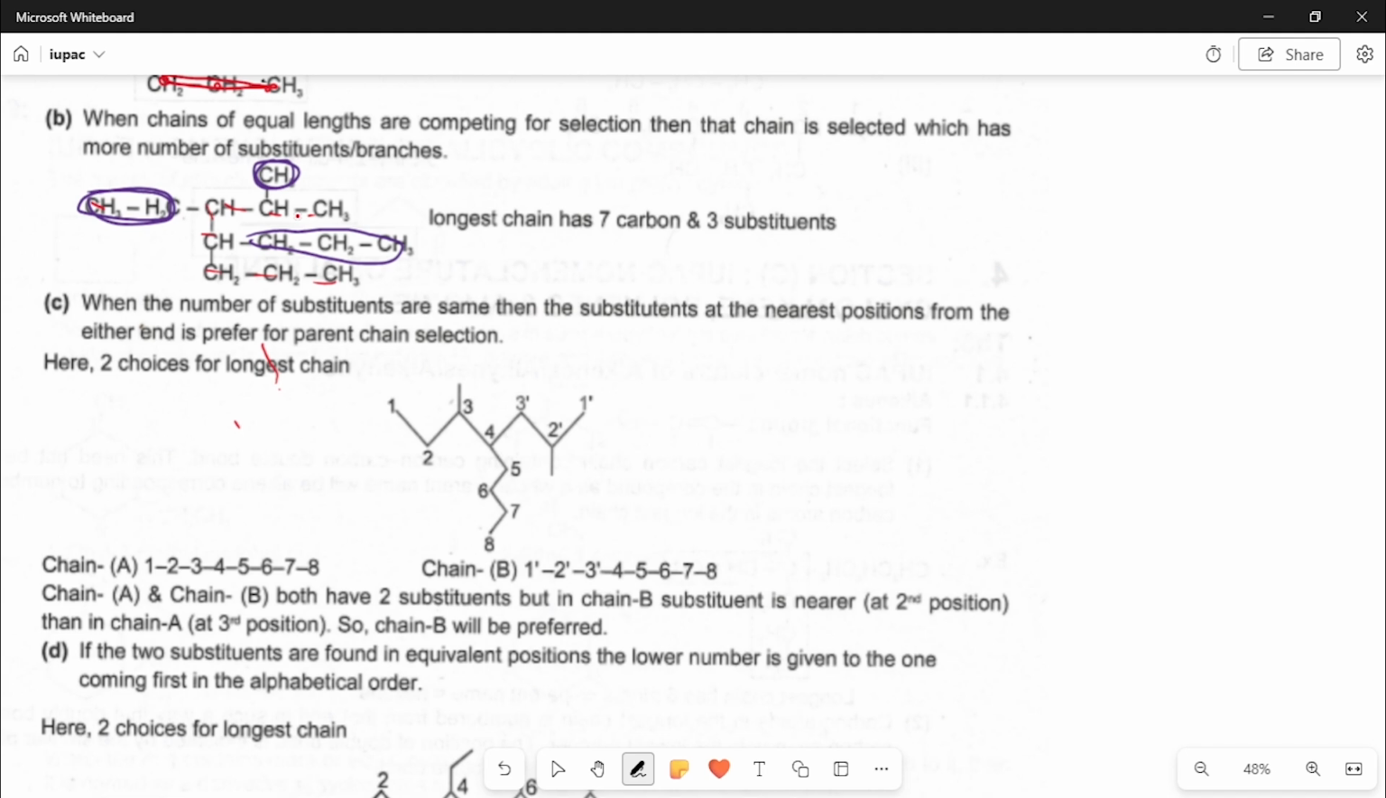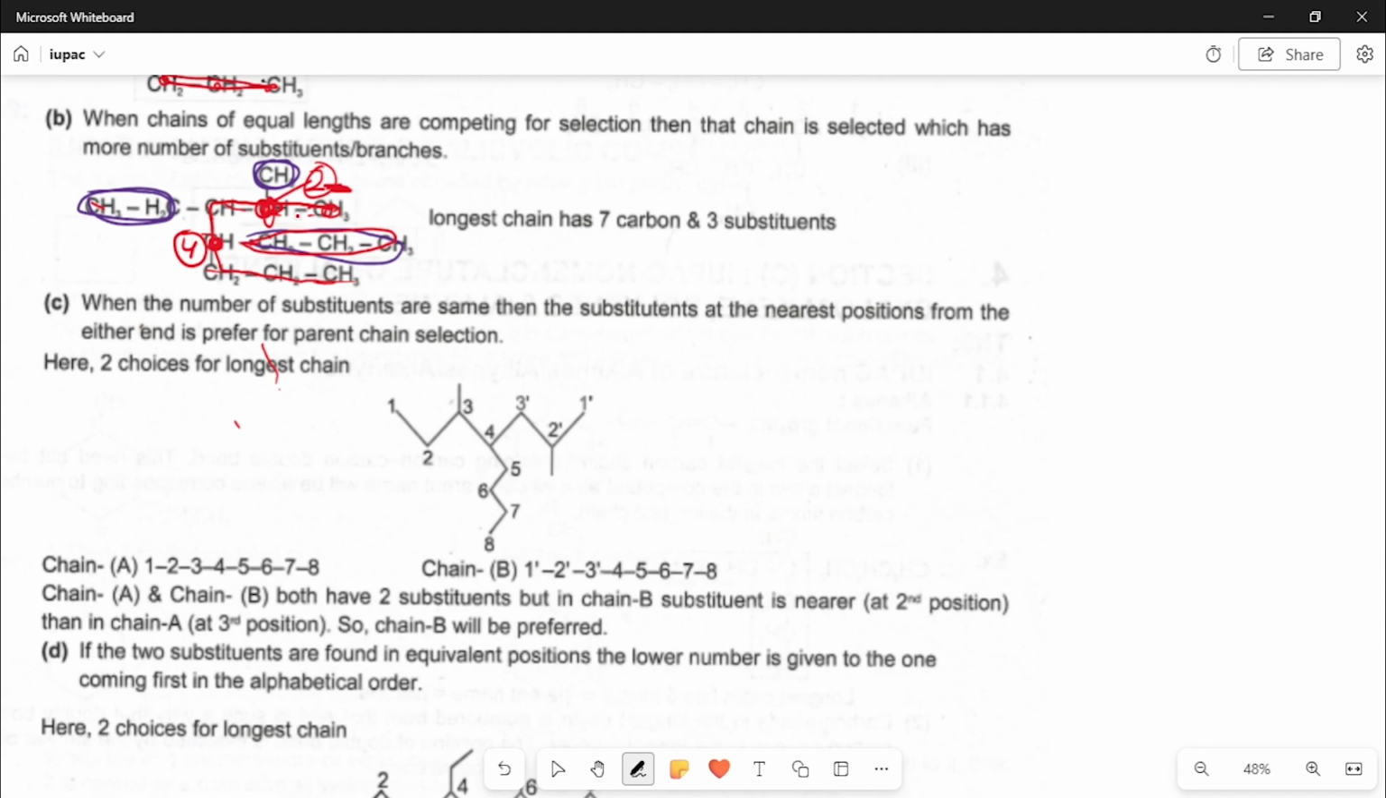if we count from here, this is our main chain. If we count from here, 1, 2, 3, 4, the locant, the substituent, is present on the fourth. The locant is 4. But if we count from here, 1, 2, then the locant is 2, which means in this compound we will count from here because it gives us the lowest set of locants.